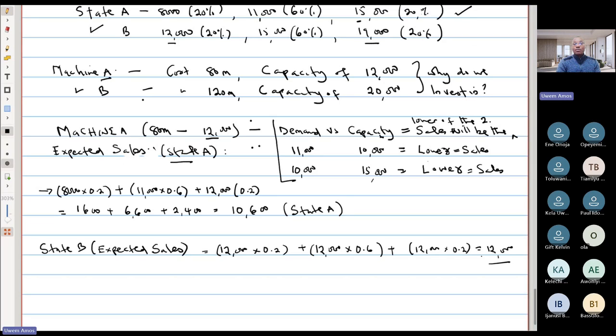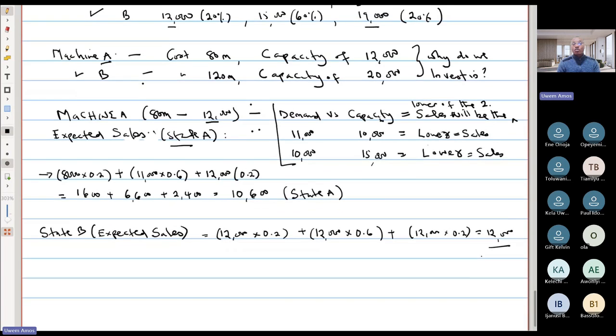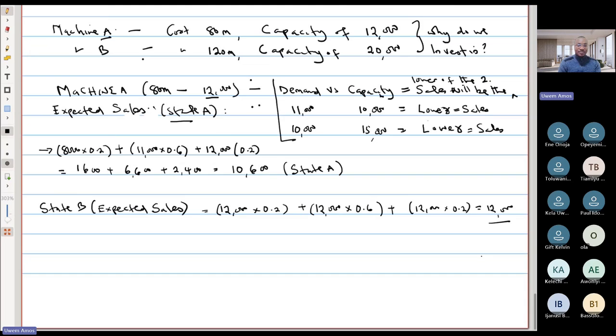We need to determine what the return would be for model A. So we need to find what is the overall expected demand before we begin to plug in the figure. What is our overall expected demand? What is the probability that state A will happen? And what is the probability that state B will happen? Let's go to our question quickly. Our overall expected sales, rather.